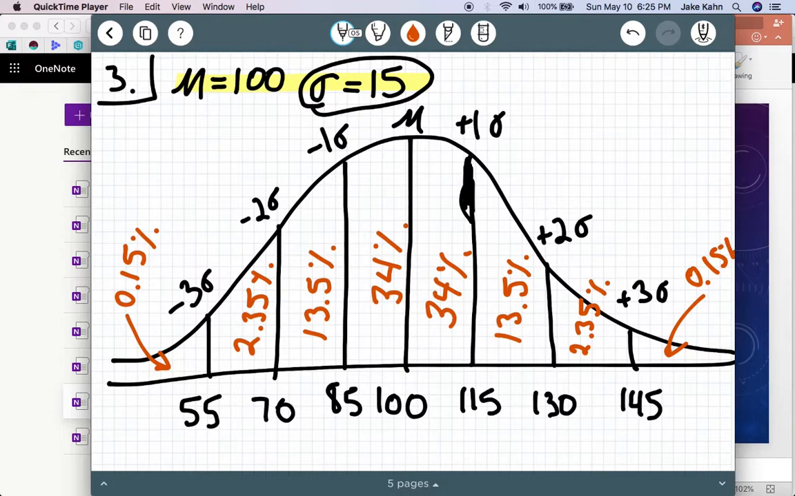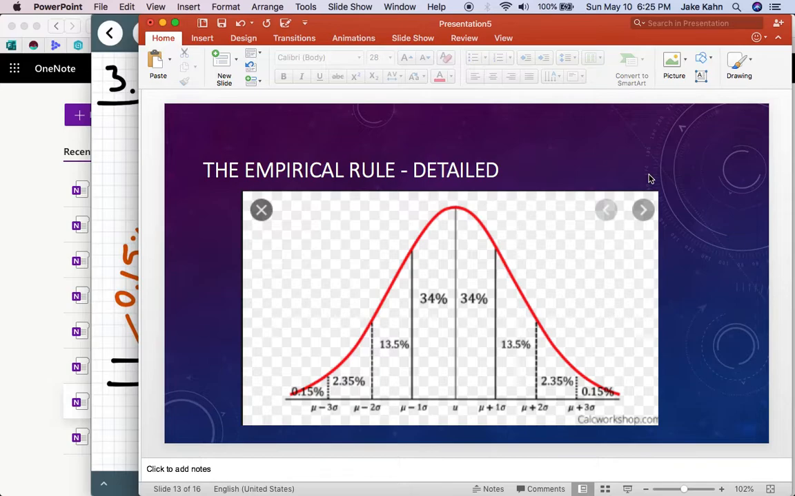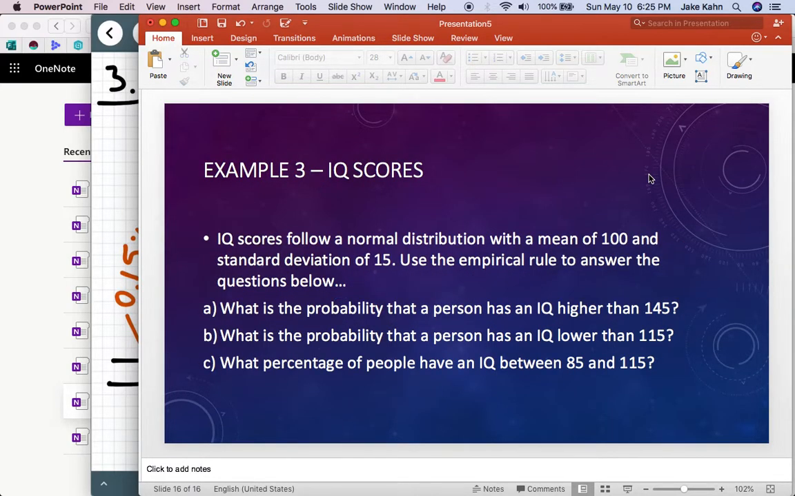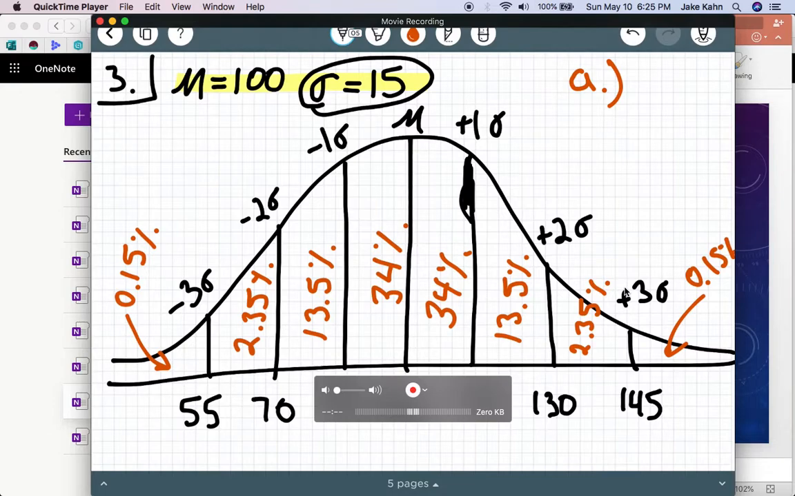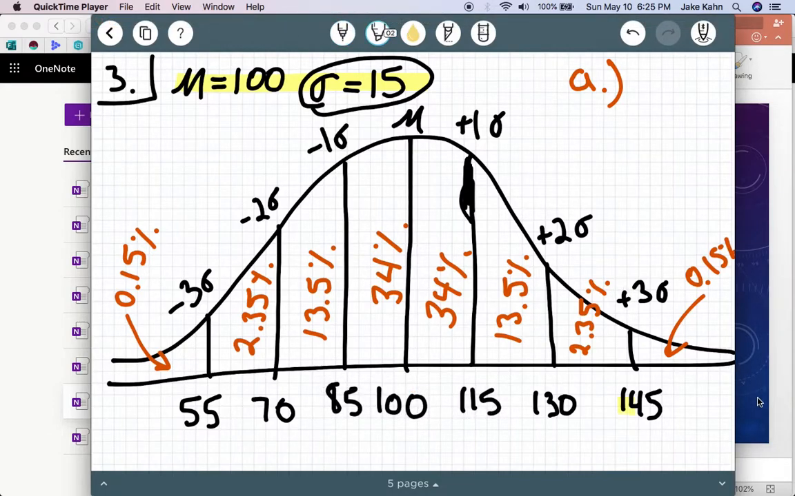It seems like a lot of work, but now that you have those percentages and you have your normal distribution labeled, the answers to A, B, and C actually become very easy to do. So let's walk through each part. Part A. It says, what is the probability that a person has an IQ higher than 145? So what we do is we go to 145 and we look at the percents that are higher. In this example, it would just be this 0.15%, right? What percent is higher than a 145? 0.15%. That's it.